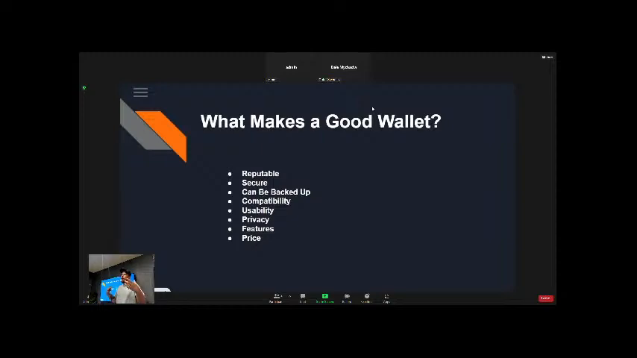If it hurts to lose, I recommend you get a cold wallet. If you're storing $10, I'm probably not going to recommend a hardware wallet. If you're just playing around, a regular hot wallet will do just fine for the meantime, right? But once you start building up, once you get more used to that type of stuff, then cold storage is definitely the way to go.